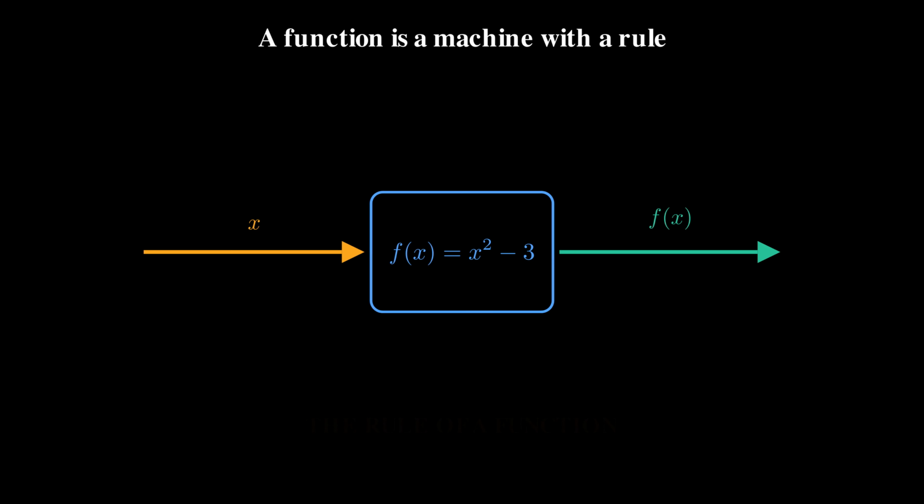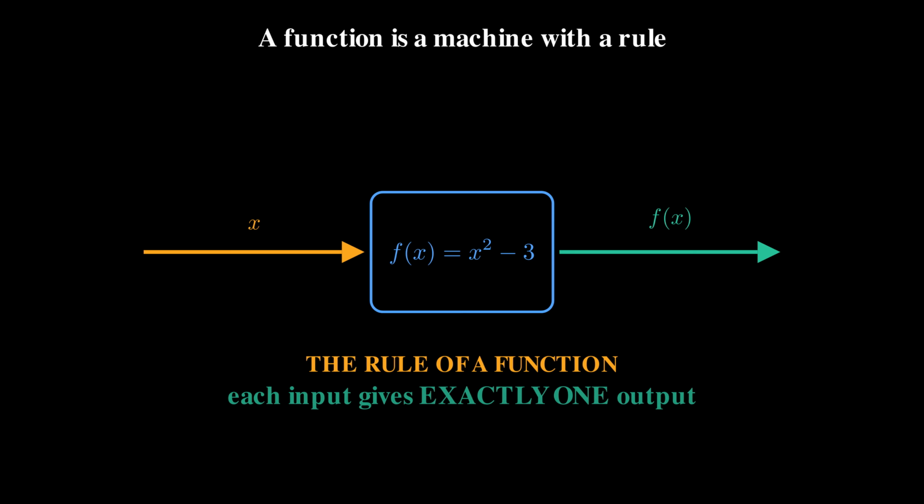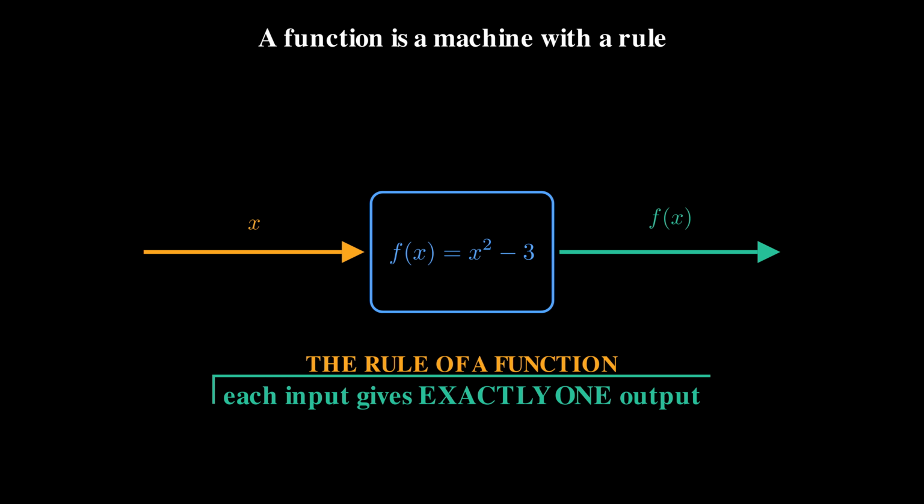Write that down, because everything in this topic hangs off it. The rule of a function. Each input gives exactly one output. Break that rule. Let one input produce two outputs, and it stops being a function. That single sentence is the test we're about to turn into a picture.